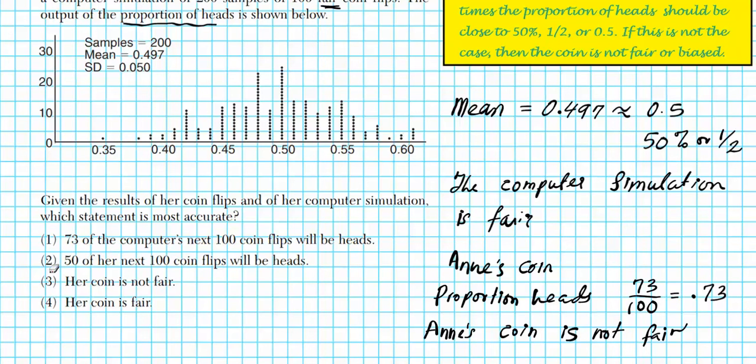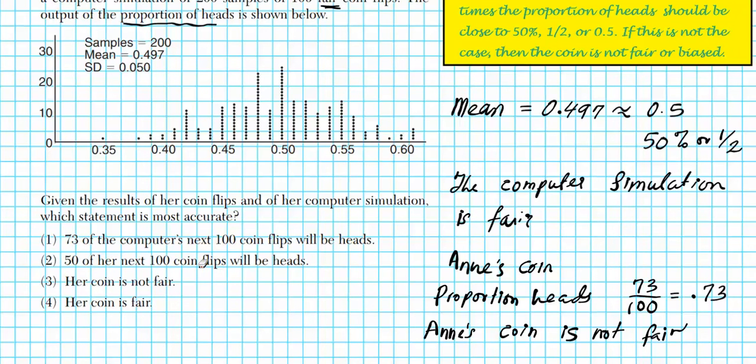All right, so if you look at the options that we have right here, it says 73 of the computer's next 100 coin flips will be heads. That's unpredictable, okay? You can't really see exactly what the outcome of an experiment is going to be. You can just make an educated guess as to the likely outcome, not the exact outcome, okay?